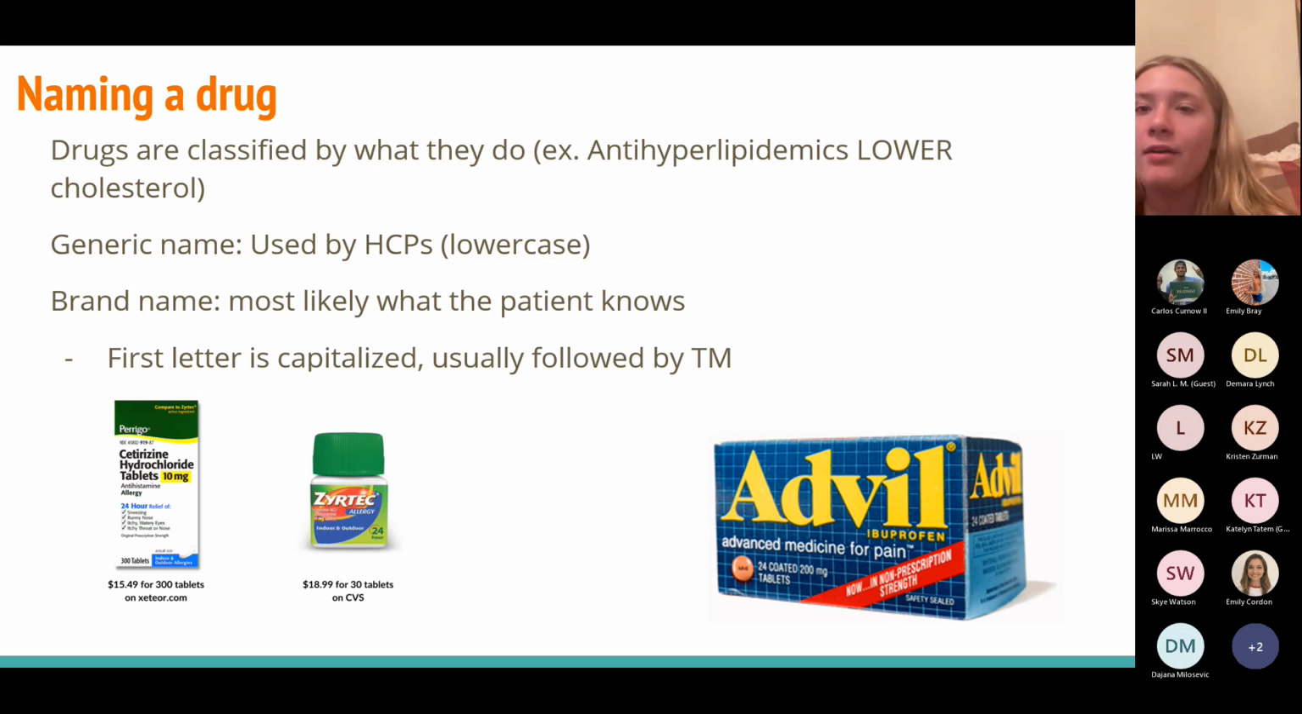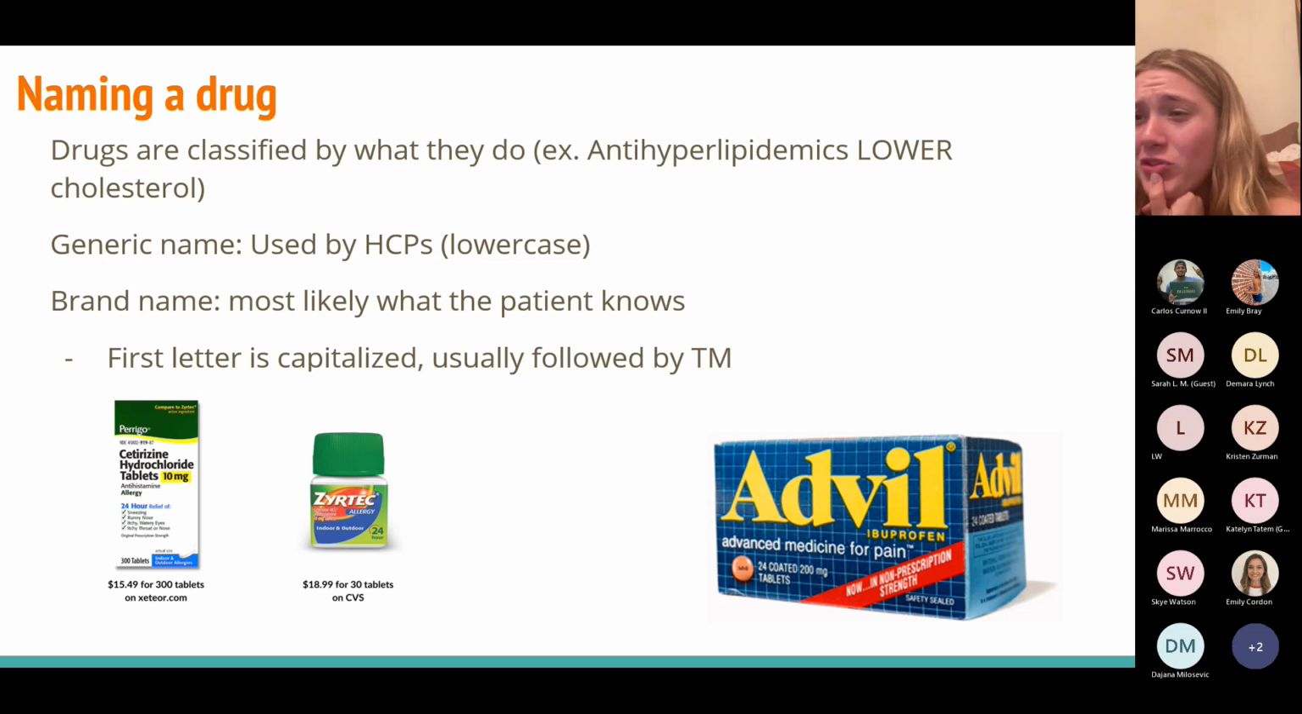So on the left, we see cetirizine hydrochloride tablets, 10 milligrams, and we see Zyrtec. What is the generic name, and which one is the generic and which one is the brand name? What do you guys think? So Zyrtec is the brand name.